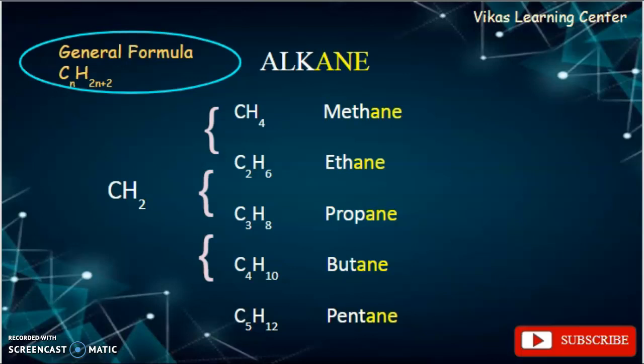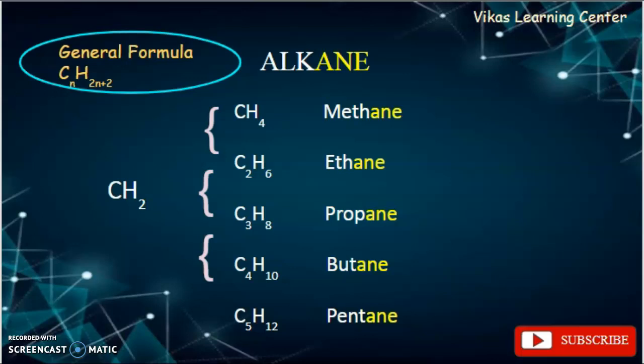Quickly coming to this alkane, which has the general formula CnH2n+2. If you substitute n equal to 1 in this general formula, you will get the first member of alkane, that is CH4. If you substitute n equal to 2, you will get the second member of alkane, that is C2H6. Likewise, if you go on substituting n equal to 3, 4 and 5, you will get the respective members of alkane.